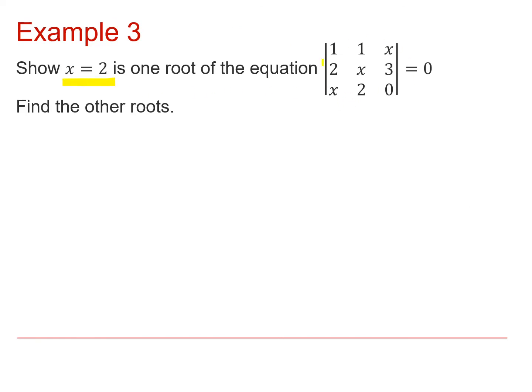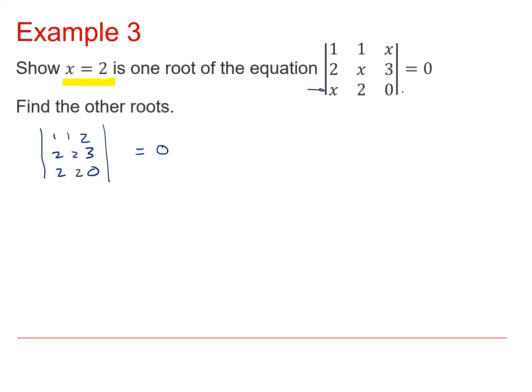The determinant of this 3 by 3 matrix is equal to 0. In order to show x equals 2, we could just plug that in. So we could put in 1, 1, 2, 2, 2, 3, 2, 2, 0, and you could put that into your calculator and get out that it does indeed equal 0. Now, in order to find the other roots, we are actually going to need to find the determinant in terms of x. One technique is to, again, look at which row or column you would use, and I would be very tempted to use this row here because it's got a 0 in it.